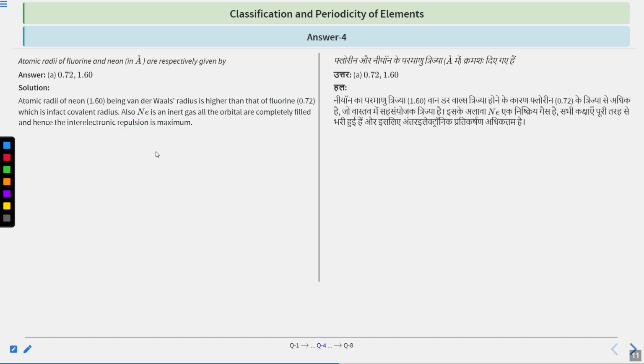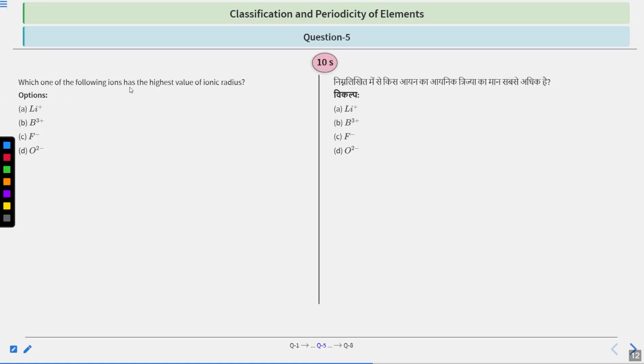Okay, let's move to the next question. Question number 5. Which one of the following ions has the highest value of ionic radius? Options are lithium positive, boron 3 positive, fluorine negative, or oxygen 2 negative. You have 10 seconds to solve this question. After that, we will see the correct answer.